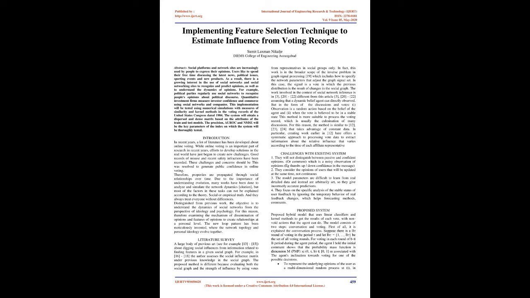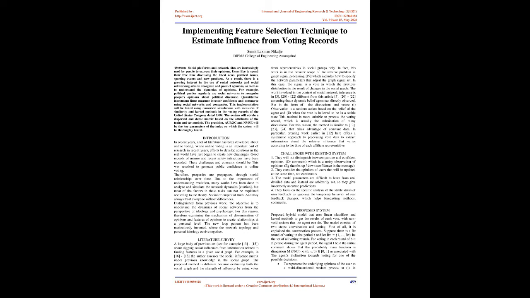This implementation will be tested using numerical simulations with measures of similarity and kernel methods in the voting records of the United States Congress dated 1984. The system will obtain a dispersed and dense matrix based on the attributes of the train and test models. The precision, AUROC, and NMSE will be the key parameters of the index on which the system will be thoroughly tested.